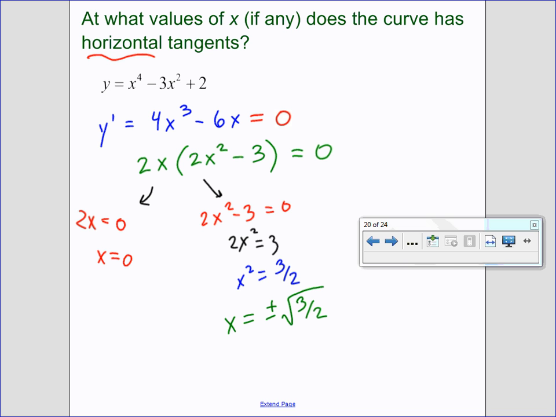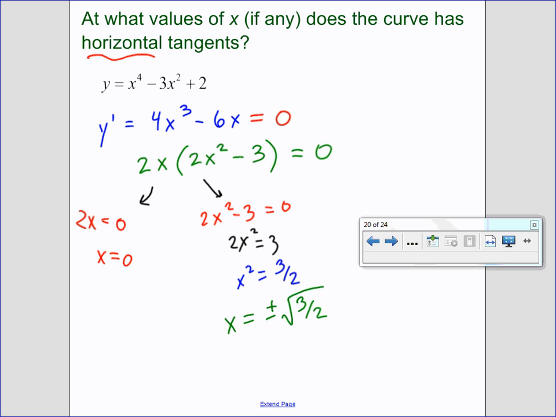So we're predicting my curve to have horizontal tangents at x equals 0, at x equals positive root 3 over 2, and at x equals negative root 3 over 2. How could we verify that with our calculator? Any idea? I think of at least 3 ways. What's one thing we could do?